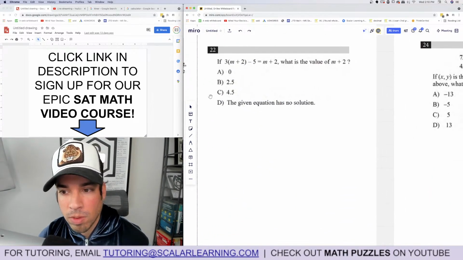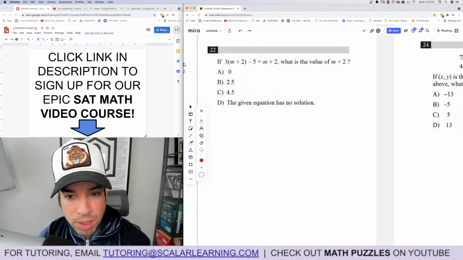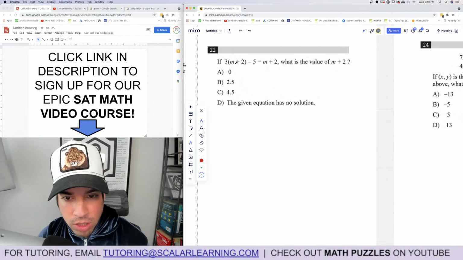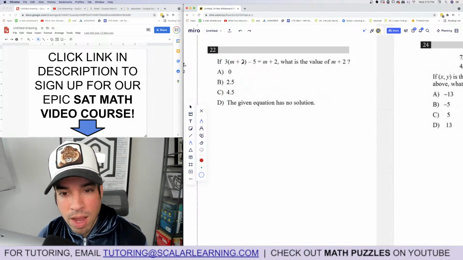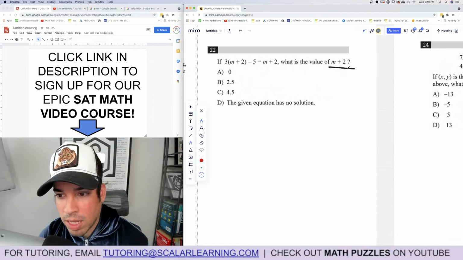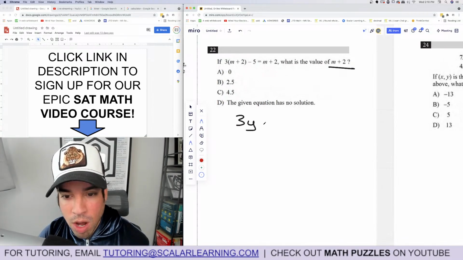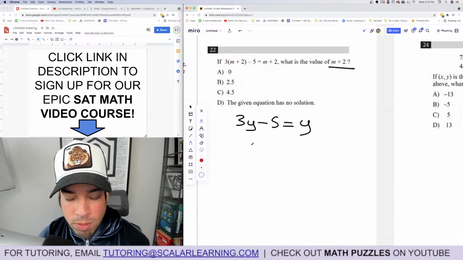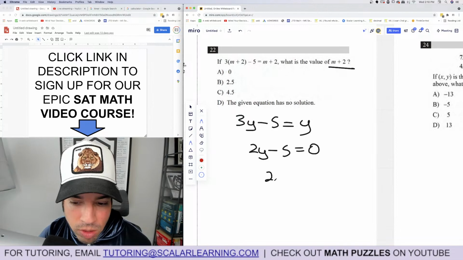22. What is the value of m plus 2? Well, I can actually substitute for m plus 2 to make it much easier, because we don't need to solve for m. So don't waste your time doing that. They want m plus 2. So just make it 3y minus 5 equals y. And then subtract y from both sides. 2y minus 5 equals 0. Add 5 to both sides.